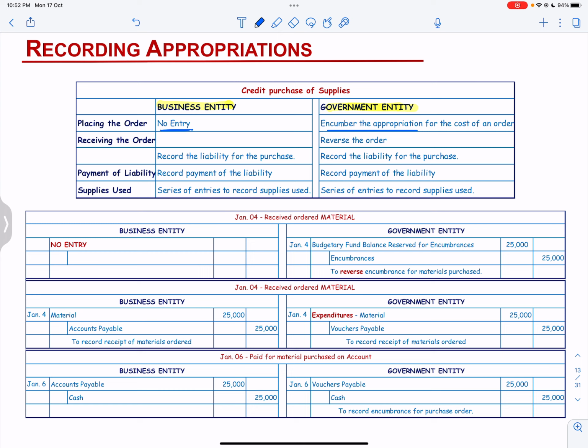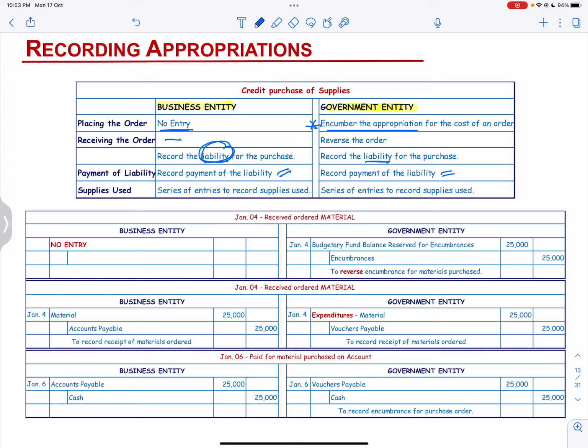Once we receive the order, we are going to reverse the encumbrance in the government entity, and since there is no entry before that in a business, nothing is going to be done over there. Once we receive the order, if we have not paid in advance, we are going to record the liability for the purchase, and the same is the case over here as well. When the business entity is going to make the payment of this liability, we are going to record payment of the liability, and the same is going to be done in a government entity as well.